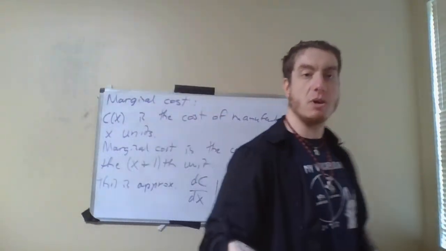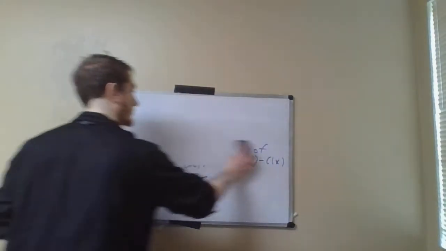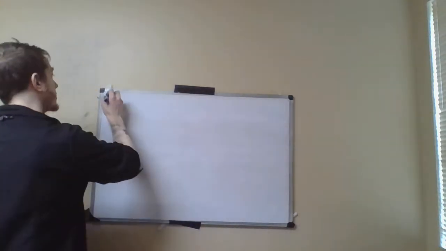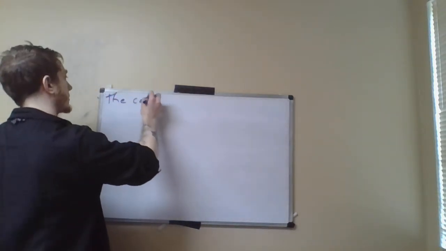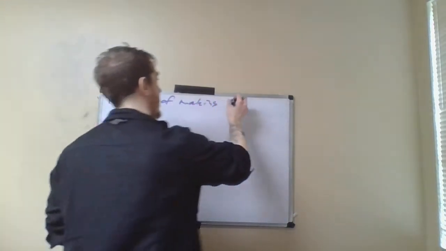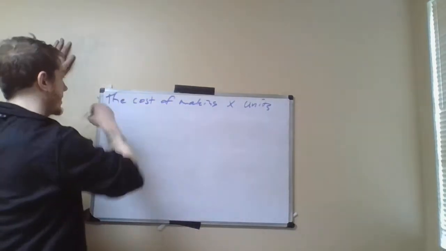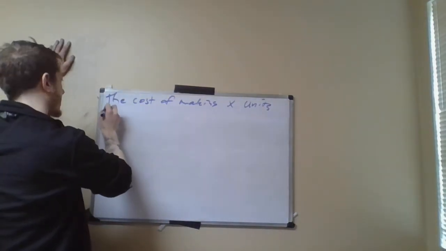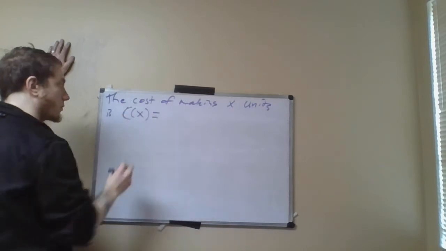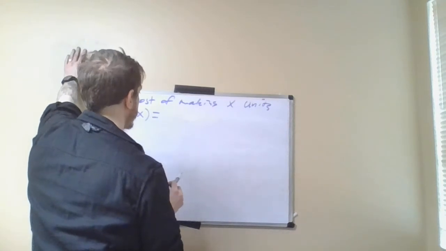So one of the things that we can do is we can say something like, maybe the cost of making X units of, I have no idea, some substance, some object, is given by C of X equal to, and now I want to make sure that this sort of makes sense.